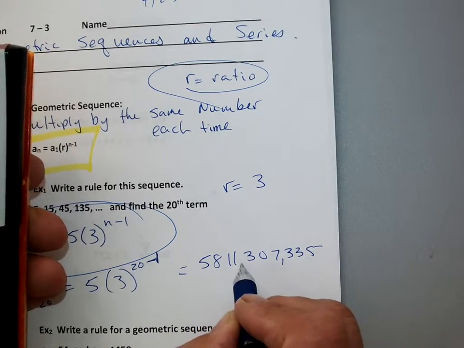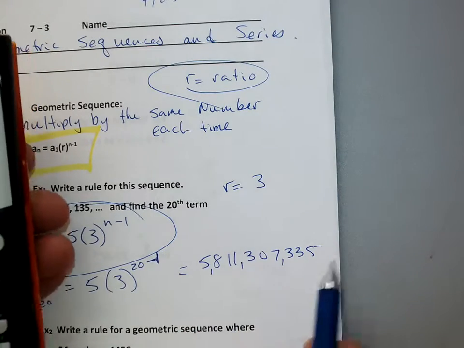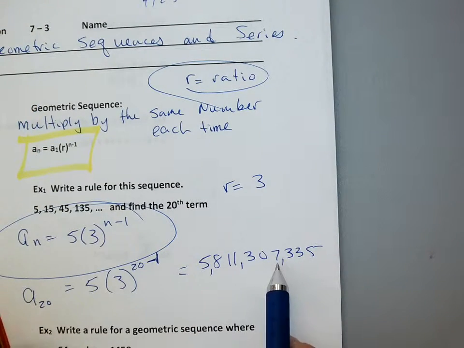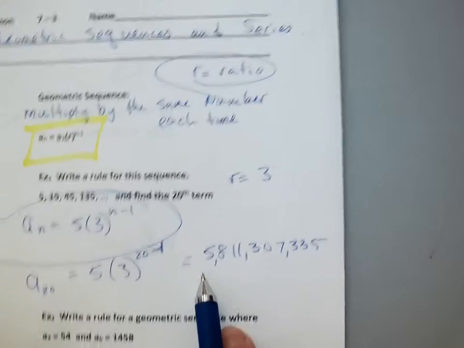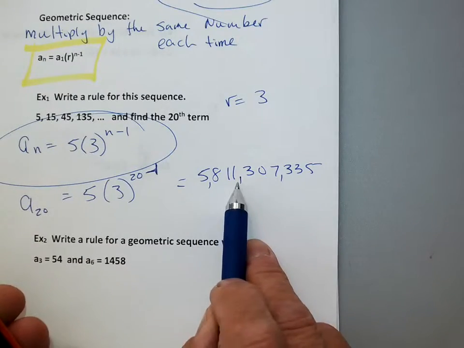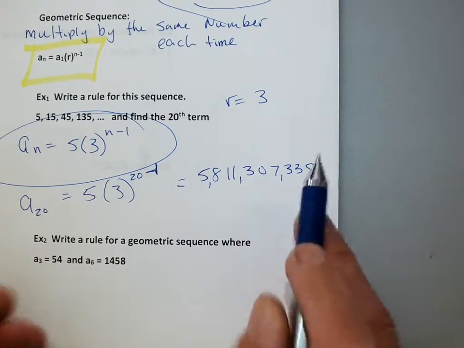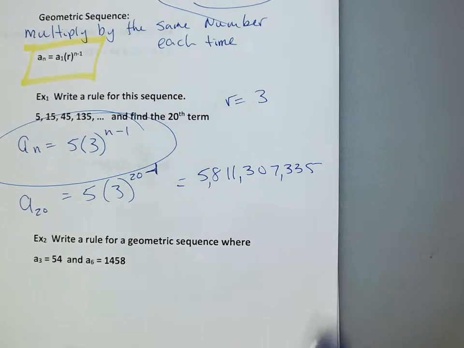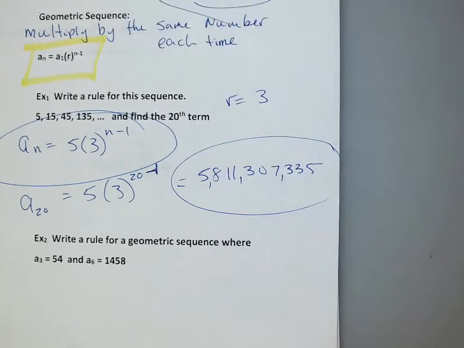58113073335, comma, comma, comma. Let's see. Here's my thousands, millions, so it's billion. It's 5,811,307,335, okay? Okay, thumbs up?